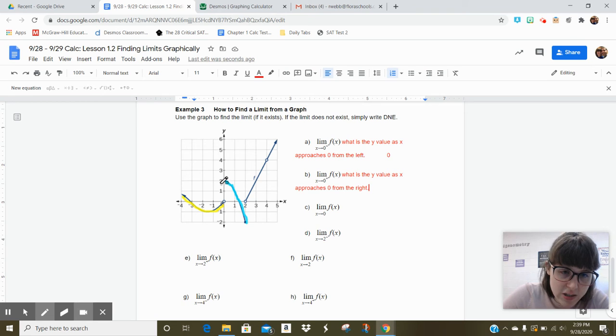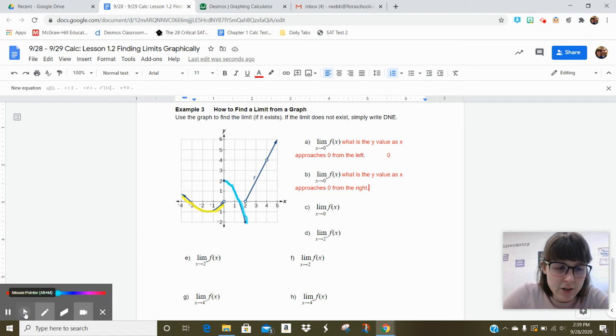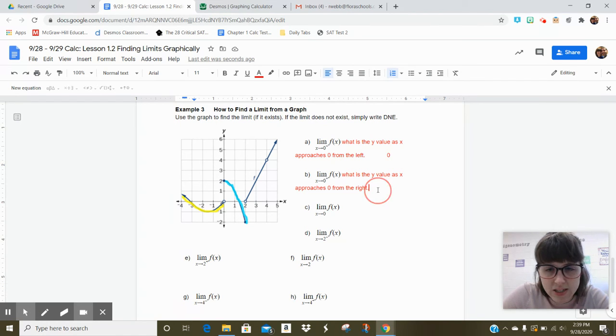So right here is where it lands when x equals 0, and its y value is 2. So the limit as x approaches 0 from the right is 2. Oops, we're going to type that. Now, because as we come in from the left, it goes to 0. And as we come in from the right, it goes to 2. These are different values. So when x equals 0, the graph is approaching 2 different values.